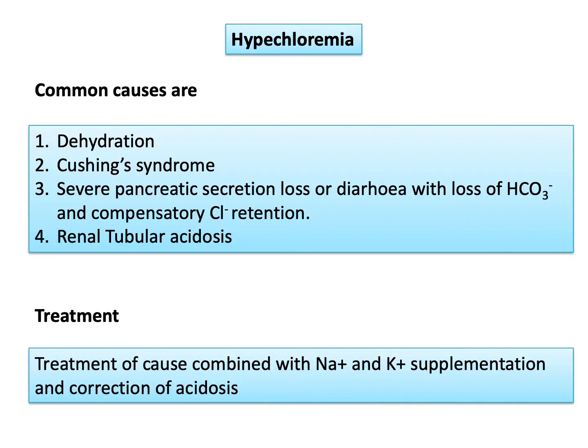Hyperchloremia. Common causes are dehydration, Cushing syndrome, severe pancreatic secretion loss or diarrhea with loss of bicarbonate and compensatory chloride retention, renal tubular acidosis. Treatment of causes combined with sodium and potassium supplement and correction of acidosis.